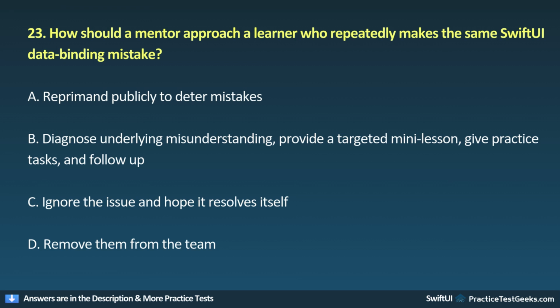23. How should a mentor approach a learner who repeatedly makes the same SwiftUI data binding mistake? A. Reprimand publicly to deter mistakes. B. Diagnose underlying misunderstanding. Provide a targeted mini-lesson. Give practice tasks and follow up. C. Ignore the issue and hope it resolves itself. D. Remove them from the team.